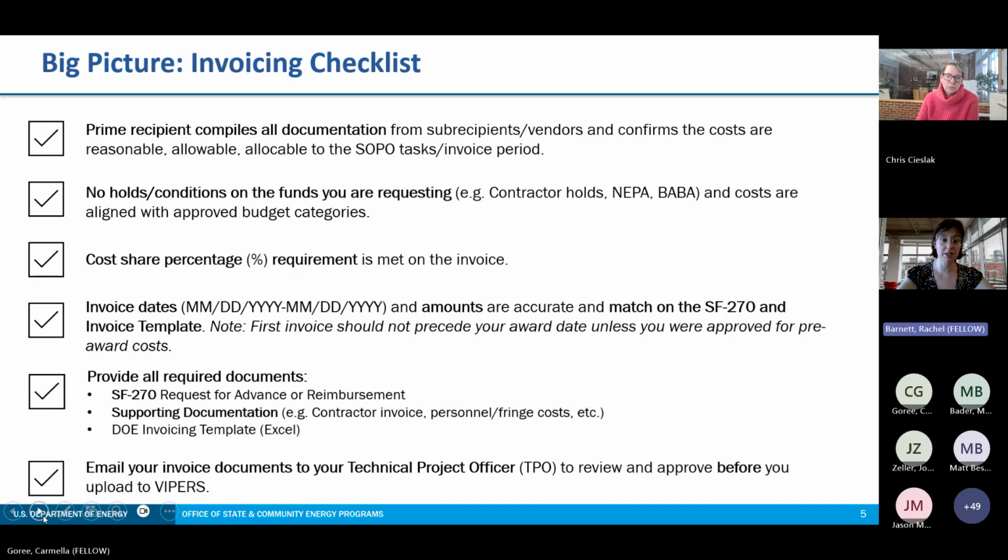The prime recipient needs to provide all of the required invoicing documents, which are the SF-270 request for advance or reimbursement form, supporting documentation, for example, contractor invoices, personnel and fringe costs, etc., and the DOE invoicing template, which is an Excel file. The prime recipient will email the invoice documents to their technical project officer to review and approve before uploading into Vipers. Next slide, please.